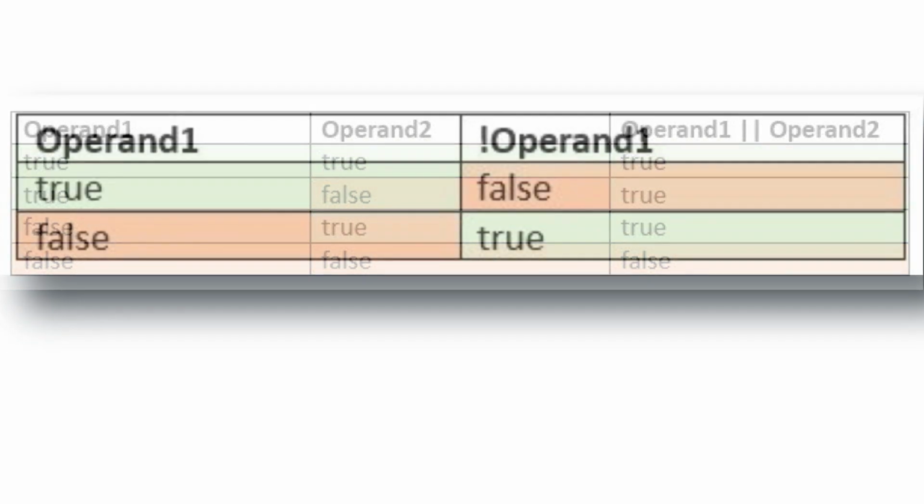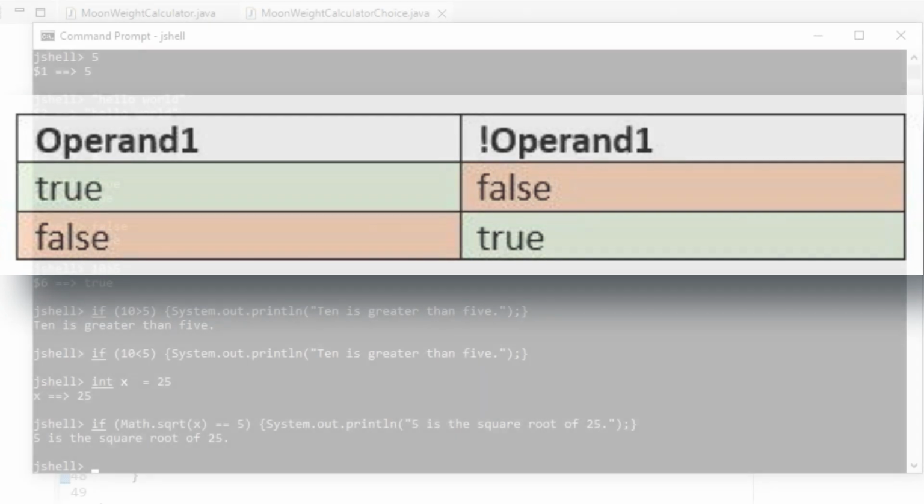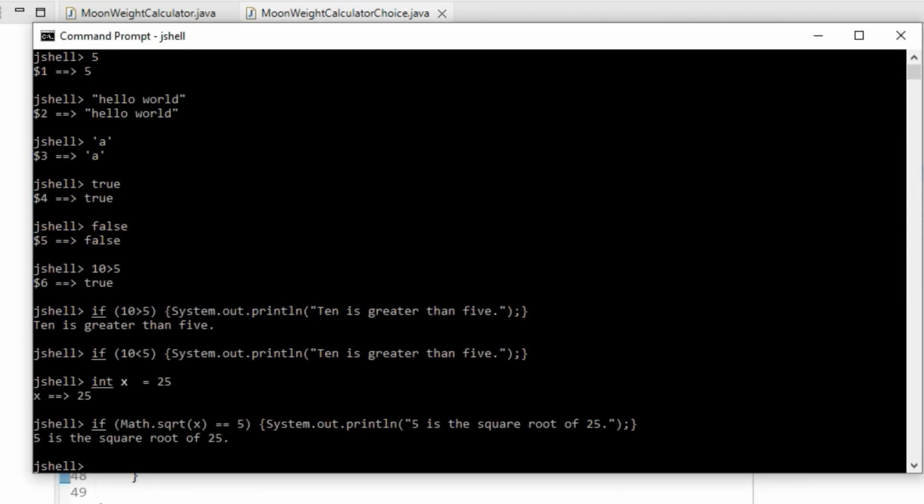And not takes only 1 operand. You put not before the operand and it negates it, turns true to false, and false to true. These all work roughly the way you would expect from natural language.